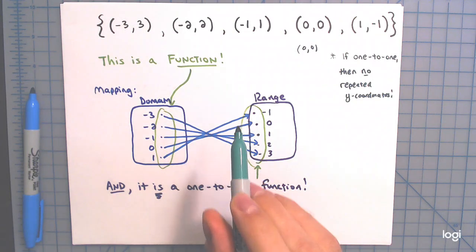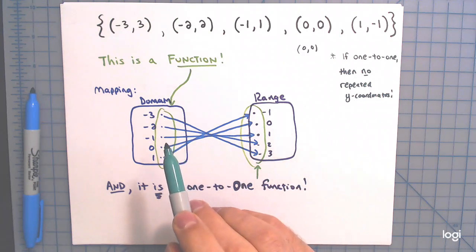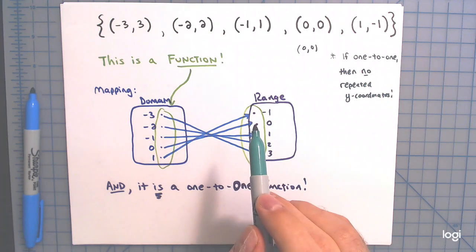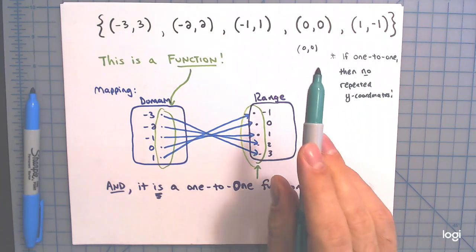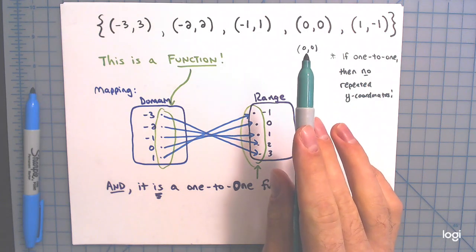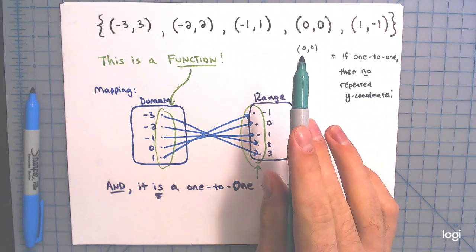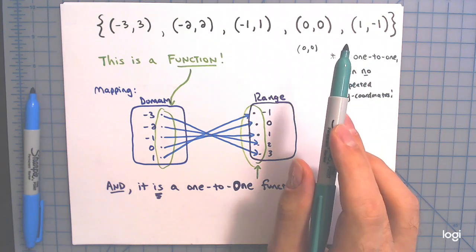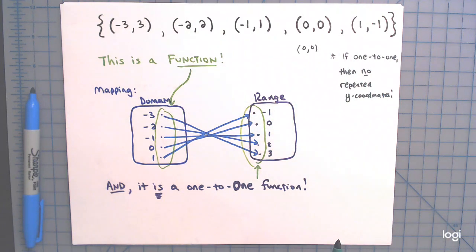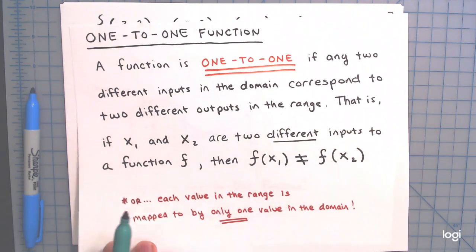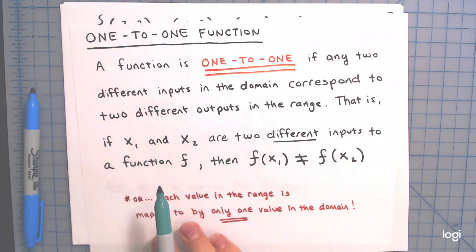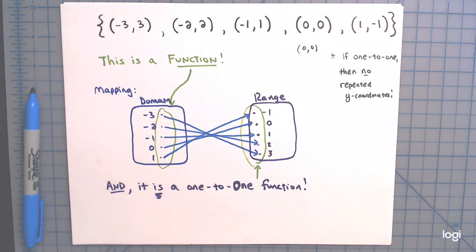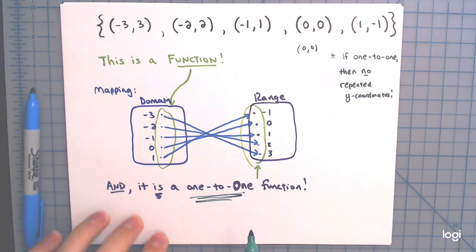It'd be the same arrow again. So there'd still only be one arrow coming into the output of 0. So be careful with this just in case they try to trip you up by throwing in the same ordered pair again. All right, but if I have the same y coordinate twice with different x coordinates, that violates the definition of one-to-one, right? Two different inputs should go to two different outputs if it's a one-to-one function. So this is a one-to-one function.